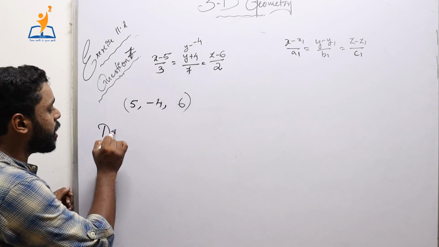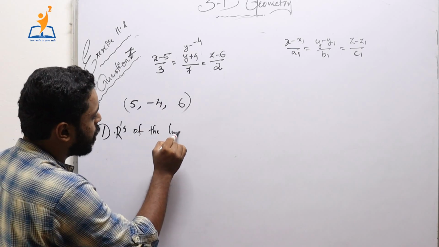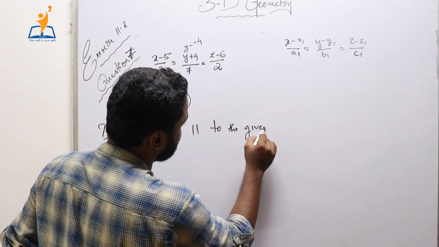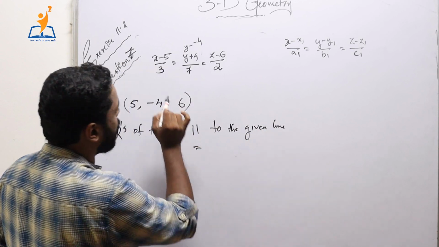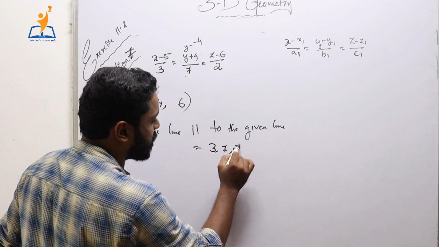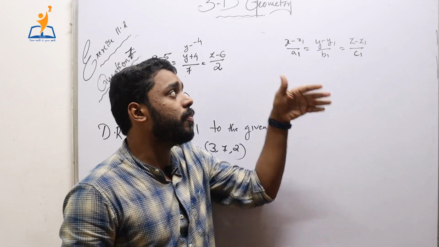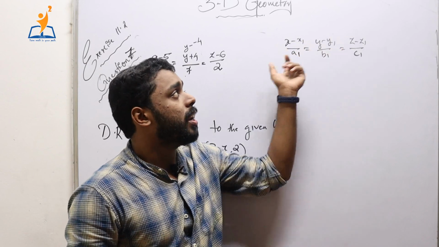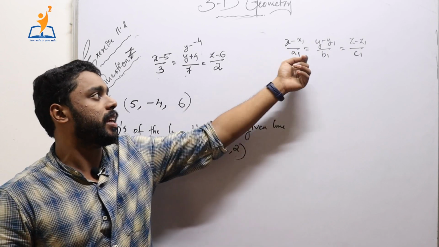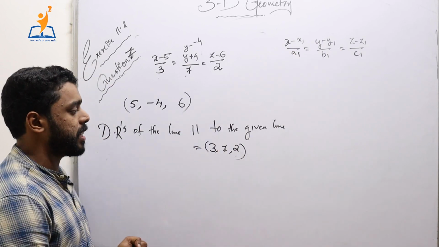Also the direction ratios of the line parallel to the given line, what is the direction ratios? 3, 7, 2, which is evident from the equation. See, a1, b1, c1 are the direction ratios of the line or vector which is parallel to the line which passes through the given point. That was our condition in the derivation of this Cartesian equation, isn't it? So we can take the direction ratios as 3, 7, 2.